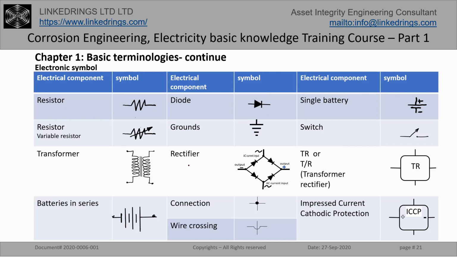Rectifier. A rectifier has this kind of shape, for example, which consists of 4 diodes. This symbol means these wires are connected at this dot. If the wires are crossing but not touching, not connecting, it will have this shape. This shape means a switch. A transformer could have this shape. Impressed current cathodic protection could have this shape, where one terminal will be negative and one will be positive.